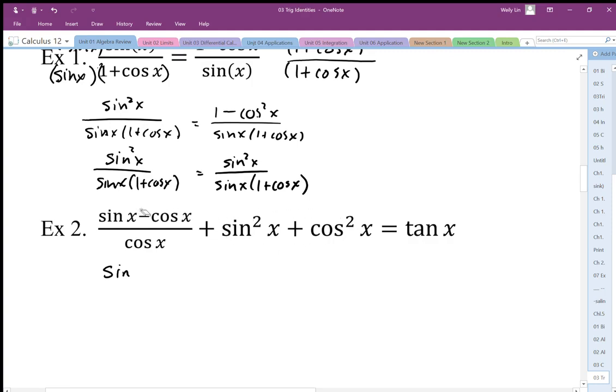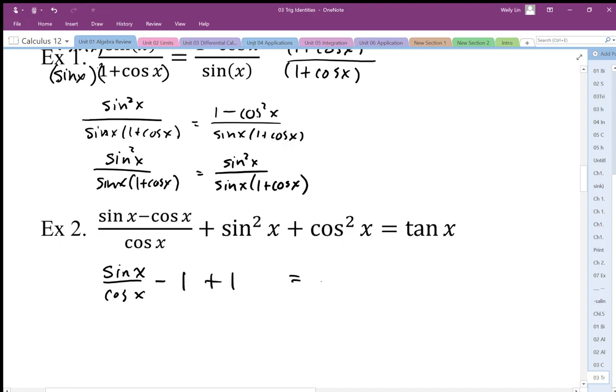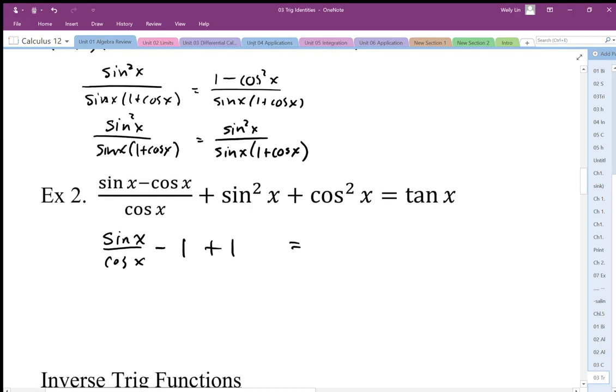I can really break this down into, this is just going to be sine x over cos x, and I see that I have a minus 1 here. I see I have a plus 1 here. Those are just going to cancel out. So I'm going to do that. So I'm going to go minus 1 plus 1 equals the right hand side. And once I've done that, I've essentially solved this identity. Okay, so these are going to be 0 pairs, so they cancel out. We end up with tan x on the left side. The right side is also tan x.